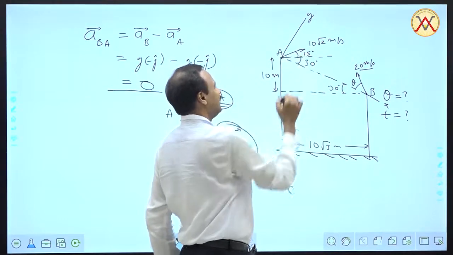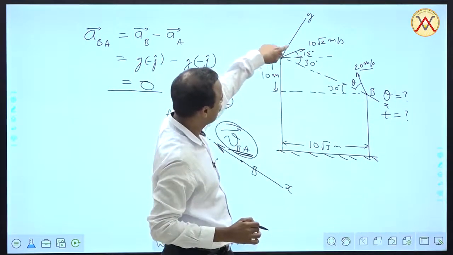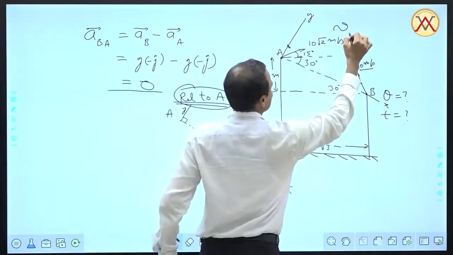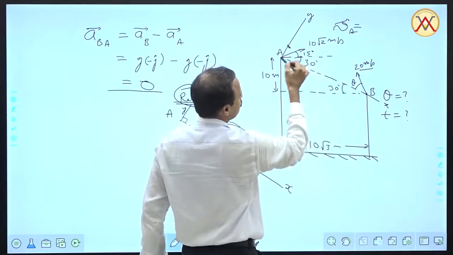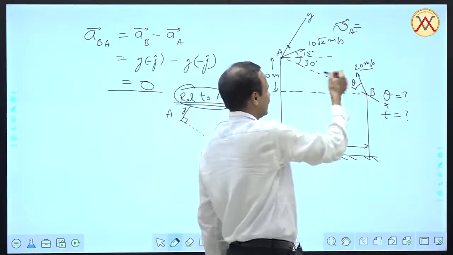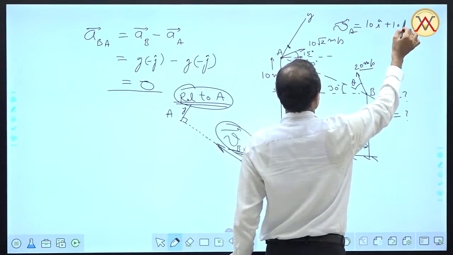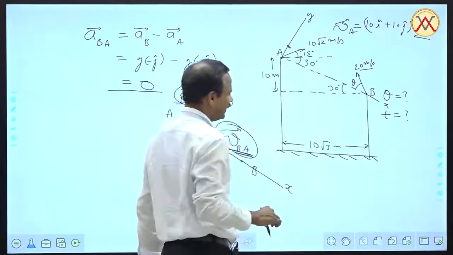So the angle made by A with our new x-axis is 45 degrees. So I can write the VA vector as, if this is 10 root 2 and this angle is 45, both x and y components are going to be 10. So it is 10 i cap plus 10 j cap meters per second. So that is the velocity of A.